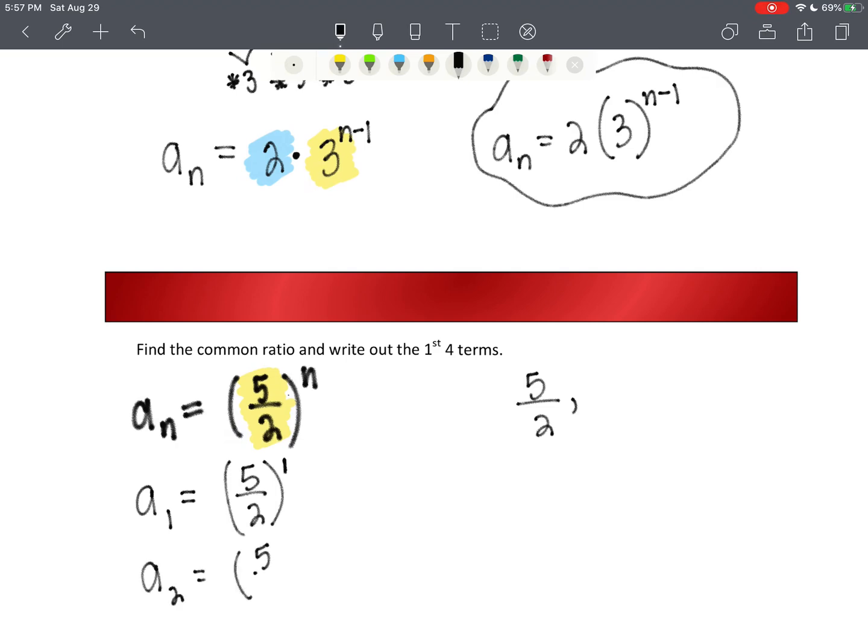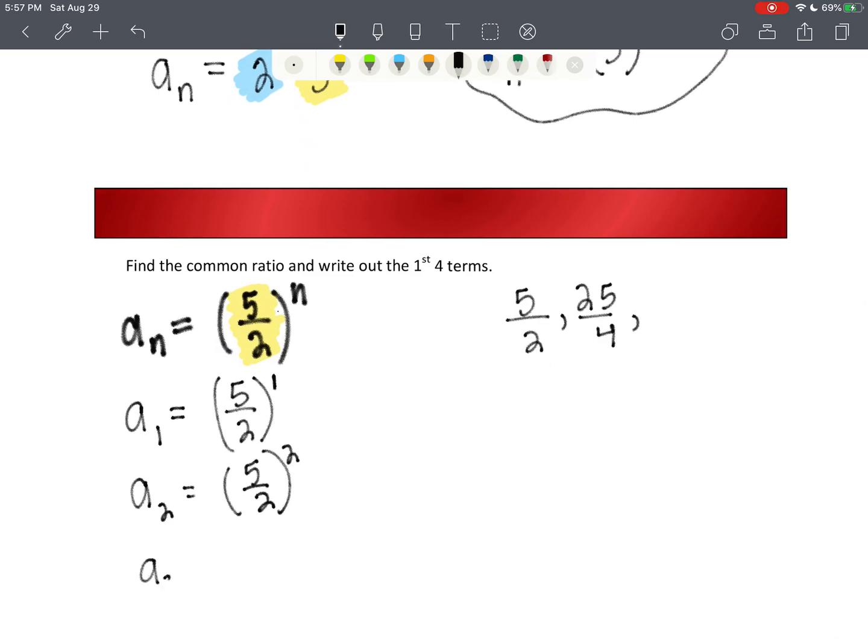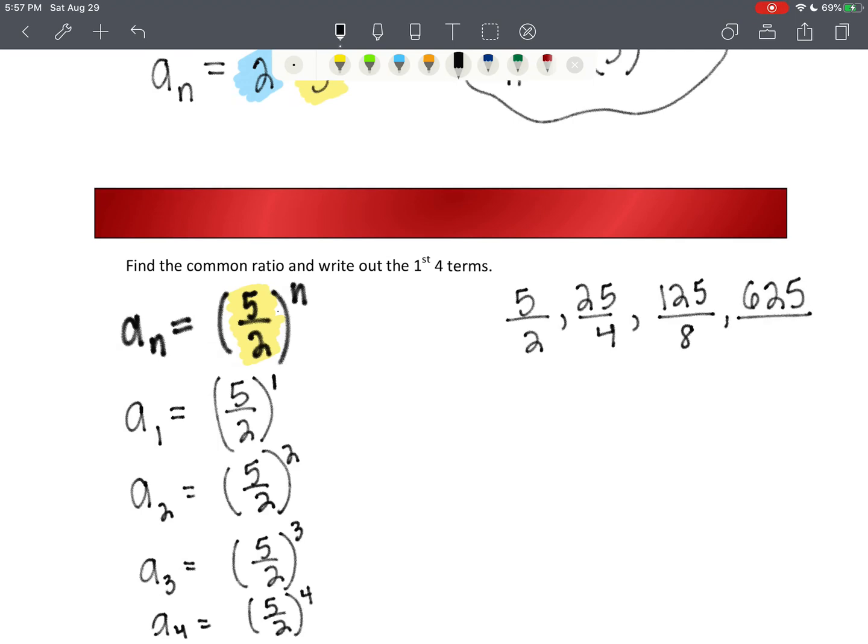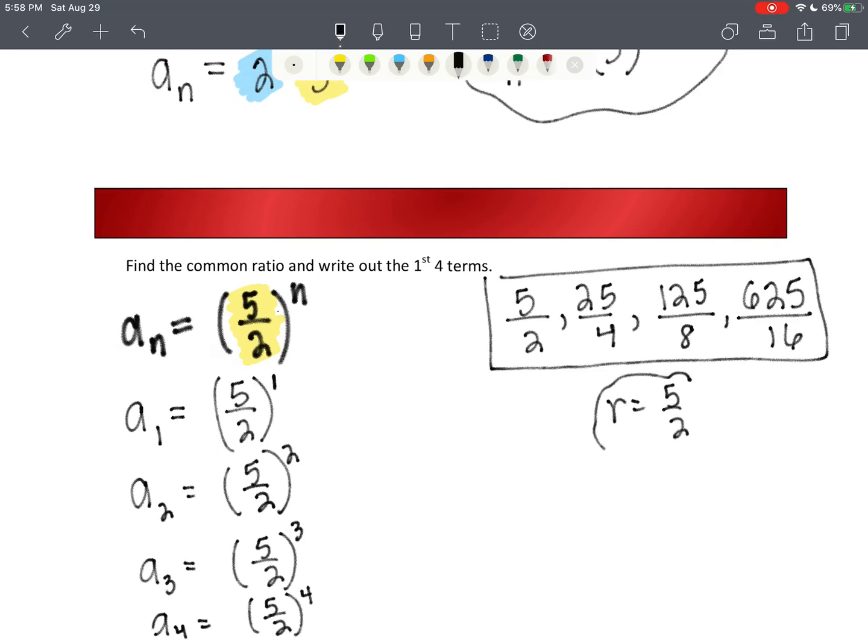The second term is 5 over 2 raised to the second power. So that would be 25 over 4. The third term is 5 over 2 raised to the third power, which is 125 over 8. And the value of the fourth term is 5 over 2 raised to the fourth power, which is 625 over 16. So those are our first 4 terms, and the common ratio is 5 over 2.